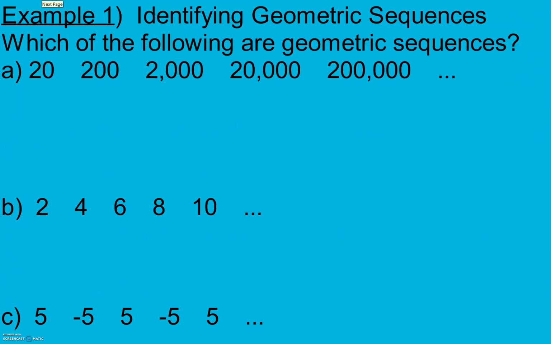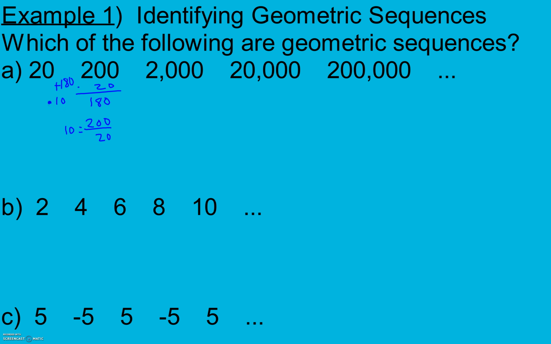In example 1 here, we're going to identify geometric sequences. Which of the following are geometric sequences? We're going to try and figure out what the changes are from one point to the other. So we have two options. To go from 20 to 200, I can either subtract and get 180, which means I can add 180, or I can take 200 and divide it by 20, and I get 10, which means I can multiply by 10.